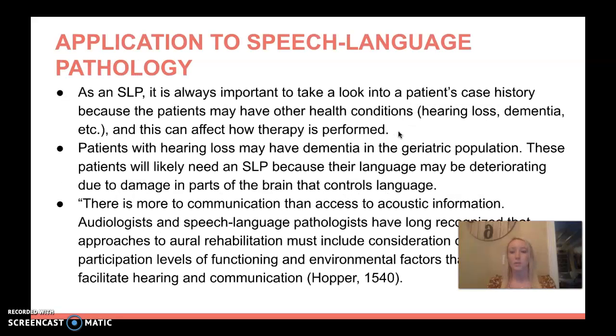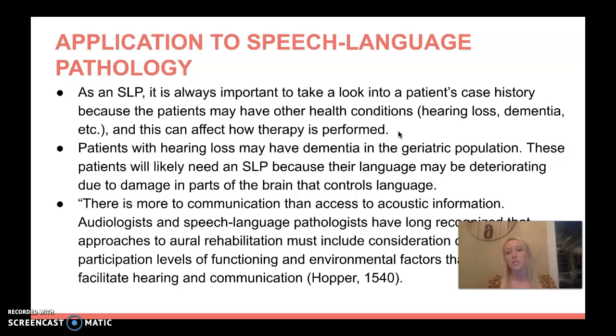Application to speech-language pathology. As an SLP, it's always important to take a look into the patient's case history because the patients may have other health conditions. They may have hearing loss, dementia, and/or other health conditions. That's why it's important to look into their medical history and always do this as the first step. This can affect how the therapy is actually performed.